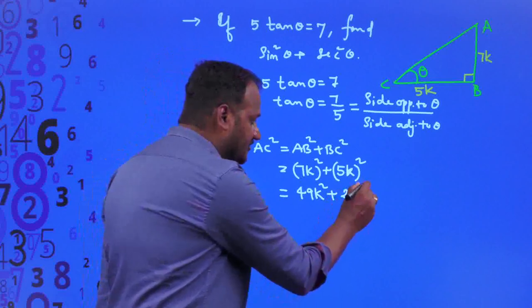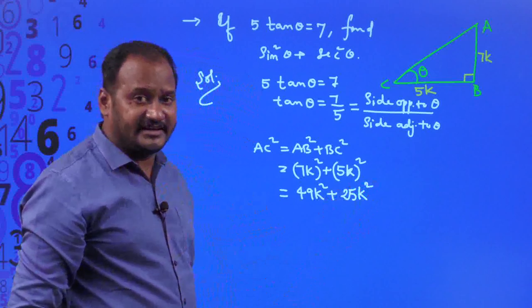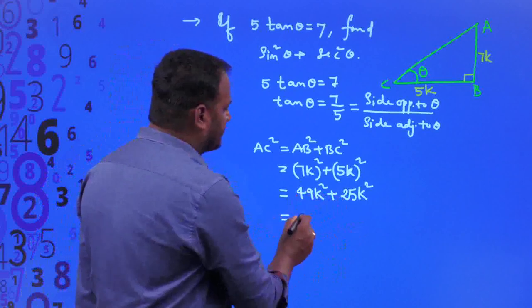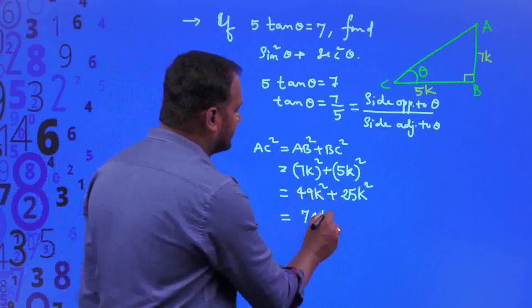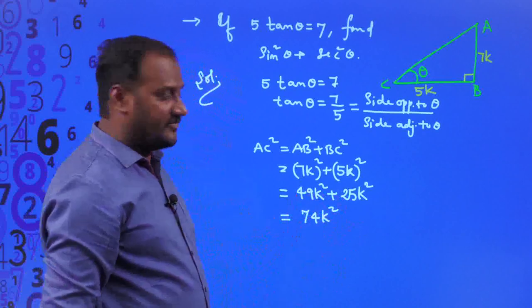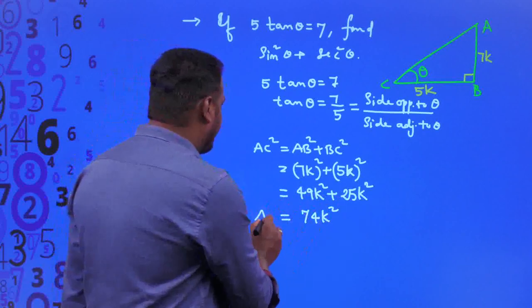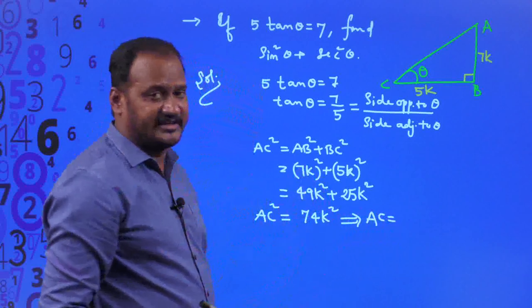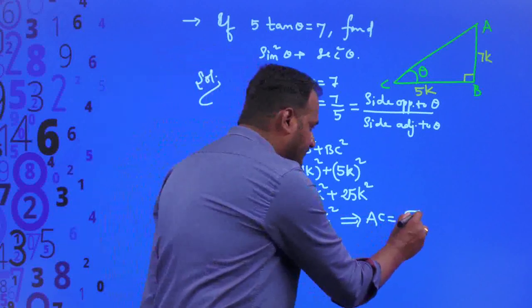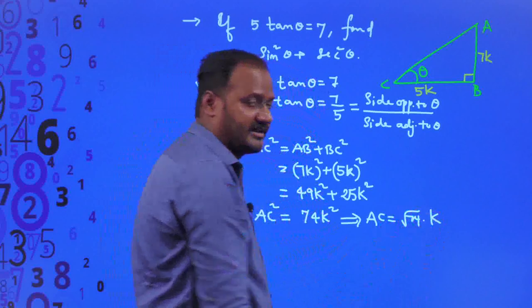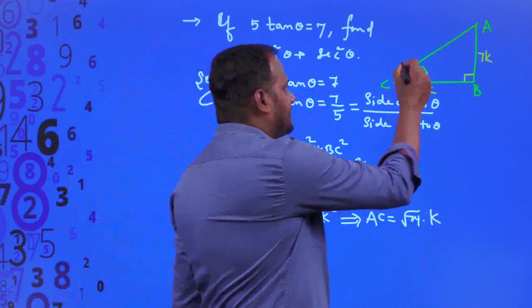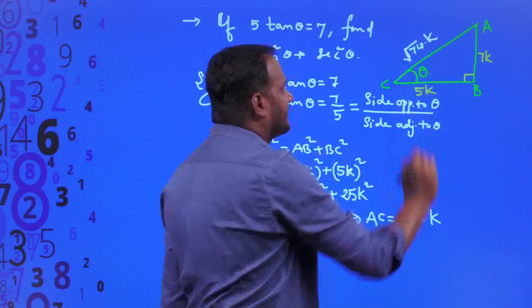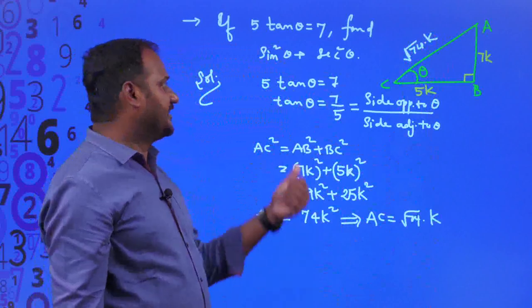Here 49k square plus 25k square. Of course, you can add both of them. What is the value of 49 plus 25? It is equal to 74k square. That is AC square. When AC square is equal to 74k square, what is the value of AC? Yes, AC is going to be root over 74k square. You can write it as root over 74 into k square. Root k square is equal to k. So that is the value of AC. I will write the value of AC here: root over 74 k. Right?